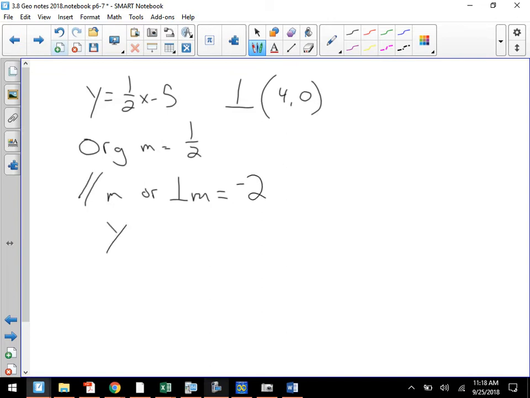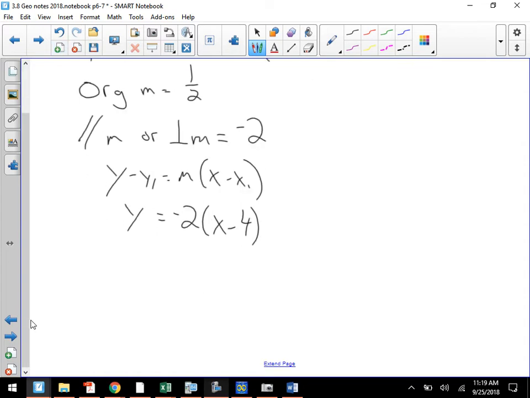Point slope. And fill in the blanks. Do I have to do anything with -0? Can I write y minus 0 if I wanted to? And it doesn't change anything. I just leave it off. And just distribute and you're done. -2x plus 8. Okay.